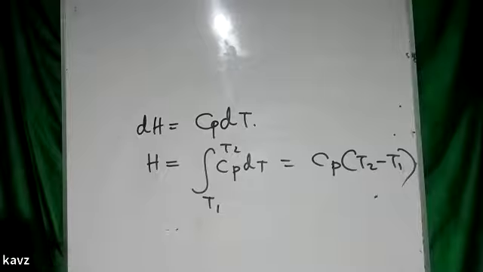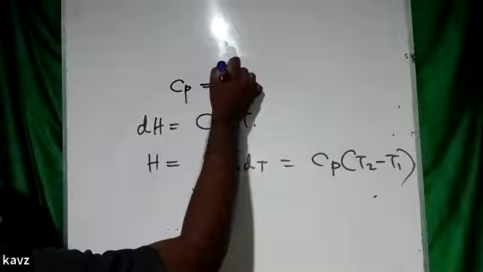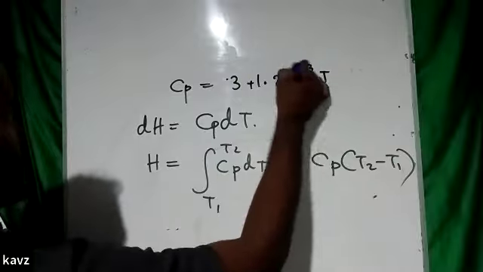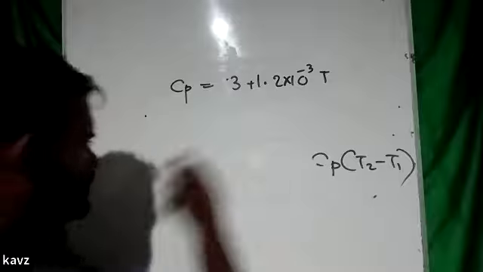For this one, you can't directly use this because there is a parameter for the Cp. Cp is 3 plus 1.2 times 10 to the power minus 3 T. So T is also involved, the temperature. So Cp has a parameter according to temperature. When there is a temperature change, Cp also changes. That is why they have given, I think, two temperatures. So this will be quite difficult, and I don't think this kind of question will be asked.